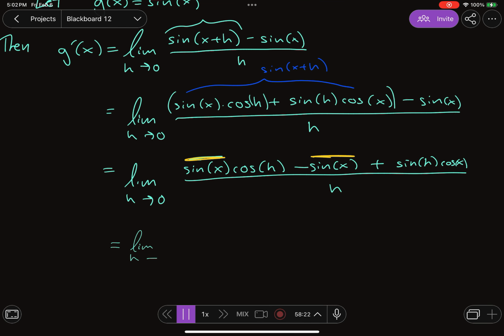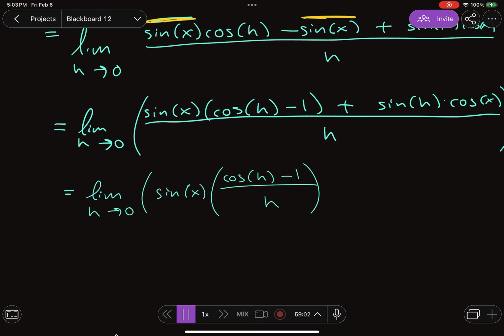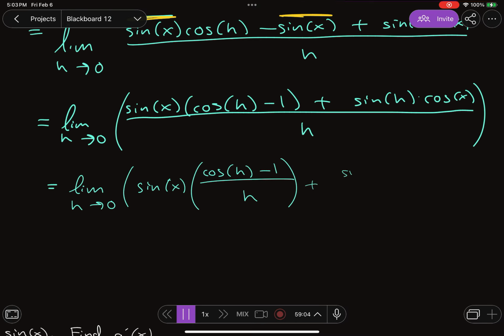Oh, shoot. I'm running out of room. This is the same thing as the limit as h approaches 0 of, how about this, sine of x times the fraction cosine of h minus 1 divided by h plus sine of h divided by h times the cosine of x.